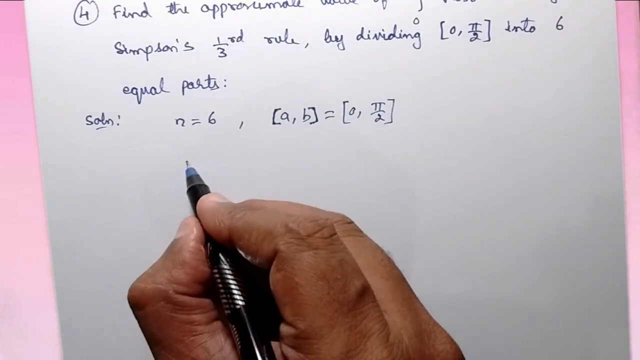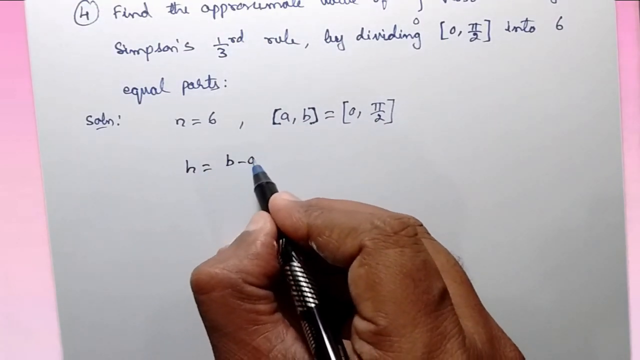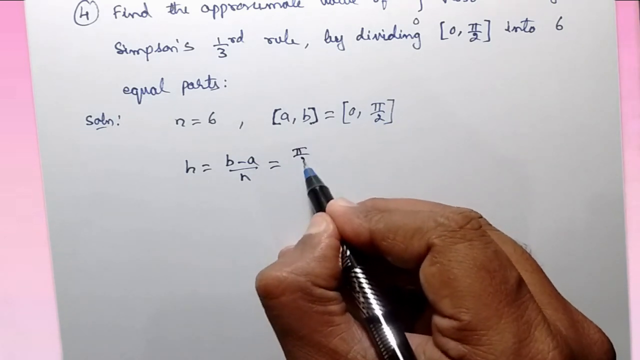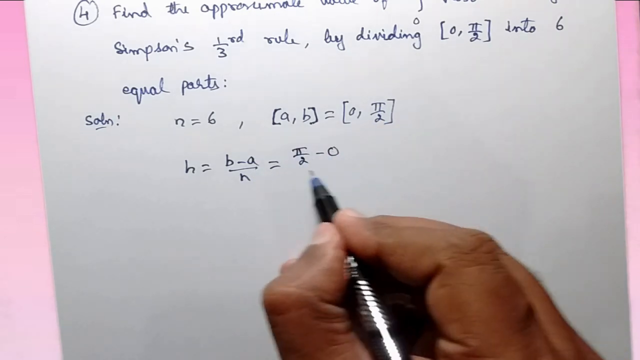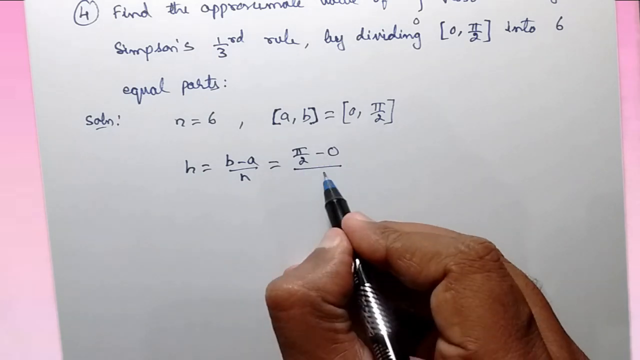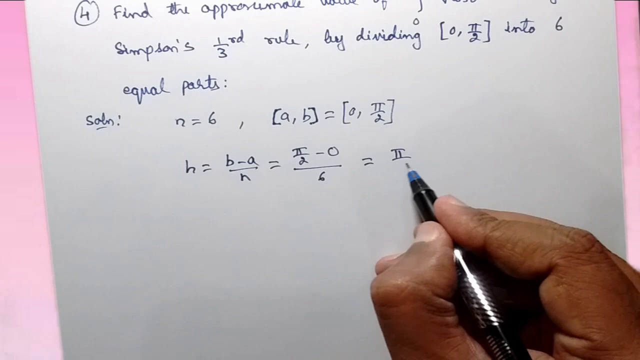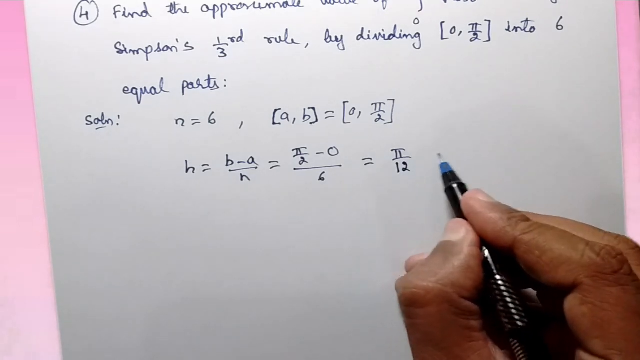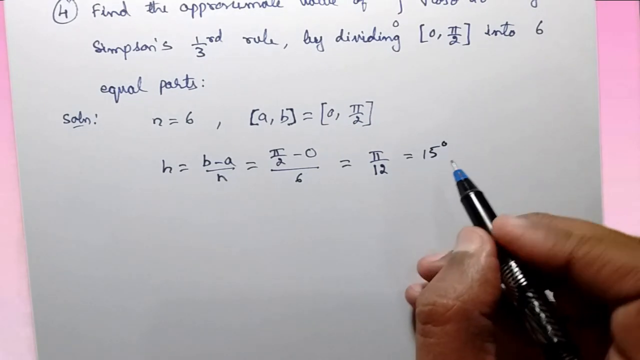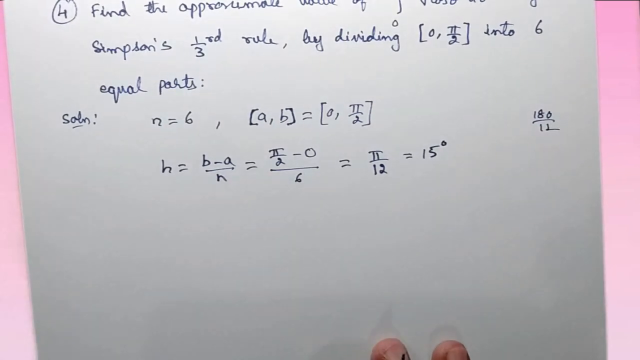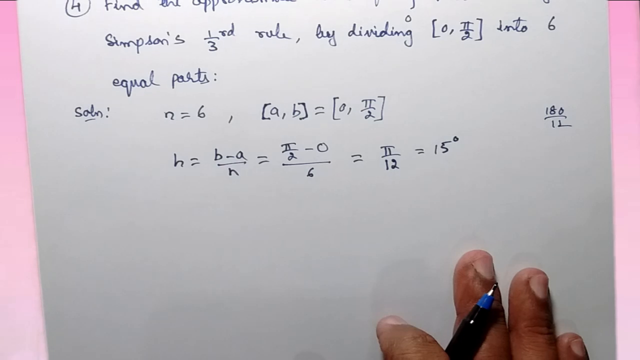So your value of h will be equal to b minus a divided by n. The b value is pi by 2, minus the a value 0, divided by the n value 6. So it is pi by 2 times 6, which is 12. So pi by 12, which is 15 degrees. You can just write 180 divided by 12, so that will give you the value in terms of degrees.